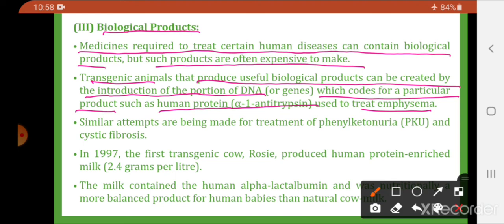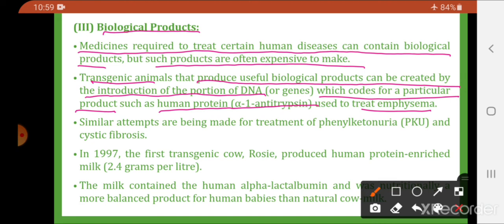अभी क्या कर सकते हैं? मेडिसिन्स में जो बायोलॉजिकल प्रोडक्ट्स होते हैं वो मेडिसिन को एक्सपेंसिव बना देती है, तो उसके जगह पर हम क्या कर सकते हैं कि ये बायोलॉजिकल प्रोडक्ट जो जीन बनाते हैं, that gene can be introduced into the animals and now animals will have the genes which will code for that biological product. That biological product could then be isolated and can be used in the treatment of the disease.